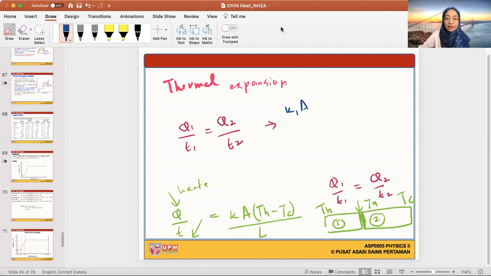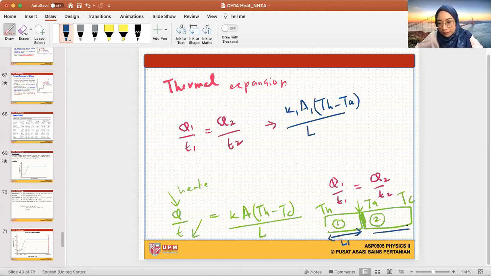Okay, dah record. So K1, A1, TH, sebab material 1 dia temperature panas, minus TA over length of this guy lah. Length 1. Okay, length 2.